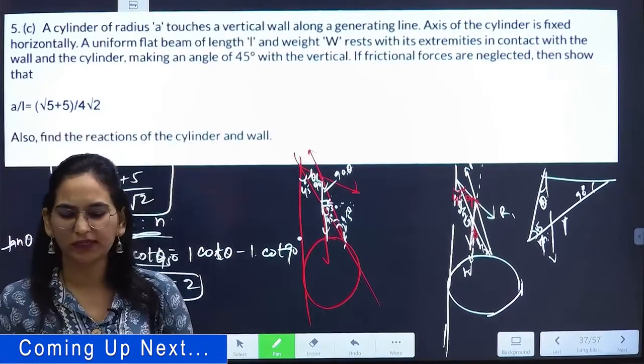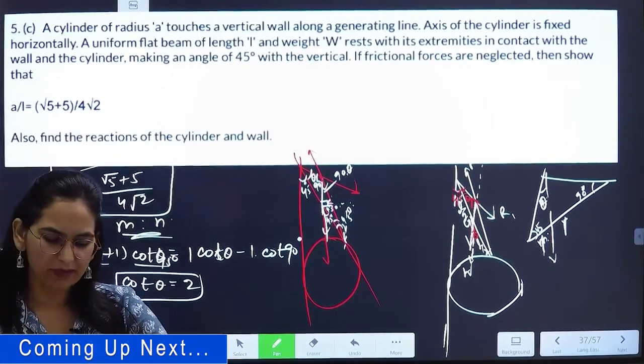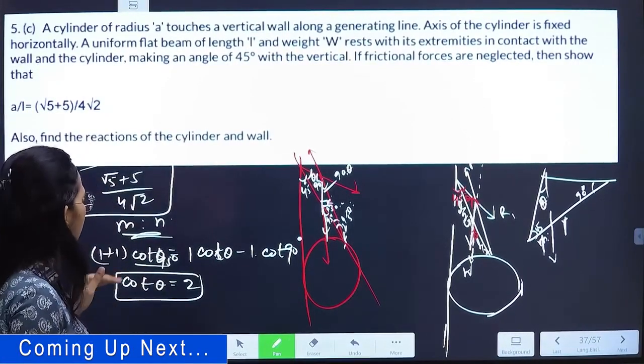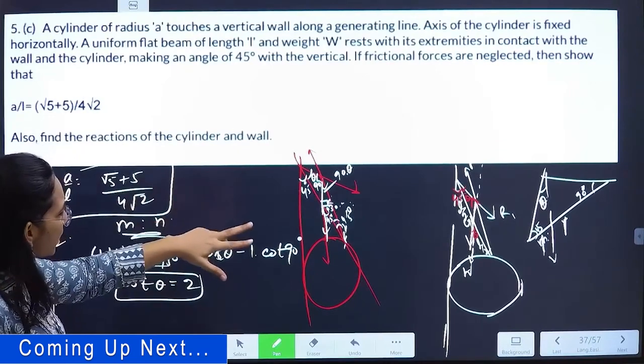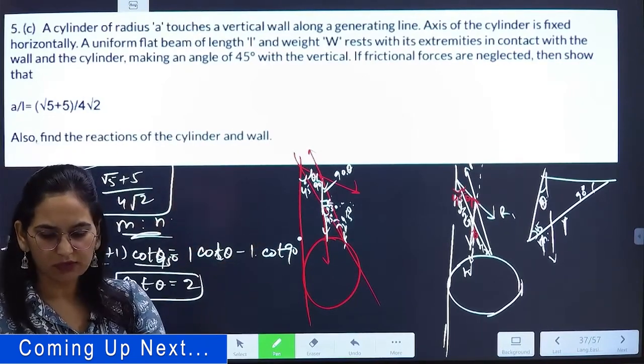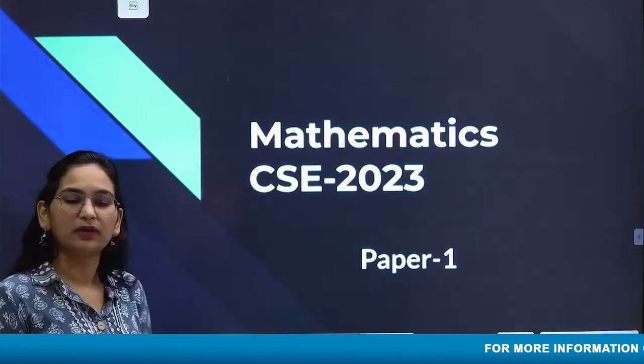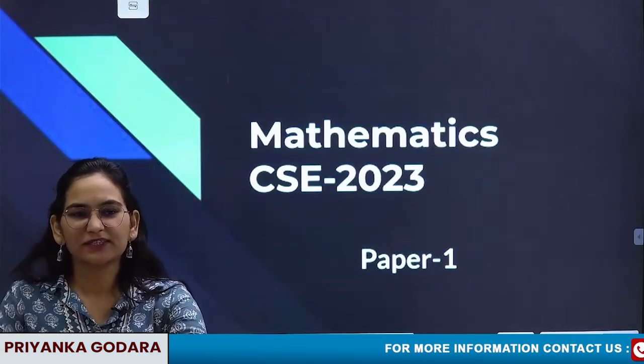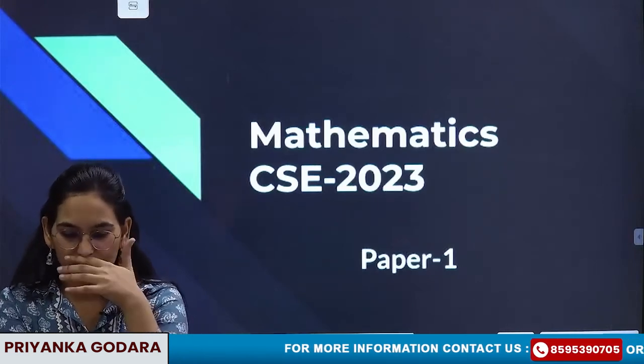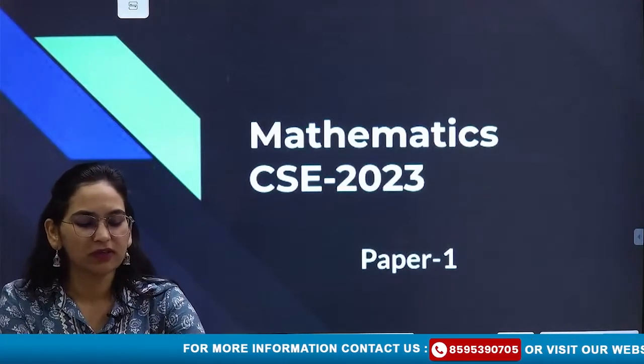required in the trigonometry. And after that we will apply Lami's theorem. Lami's theorem says that if your reactions are R1, R2 and another reaction.